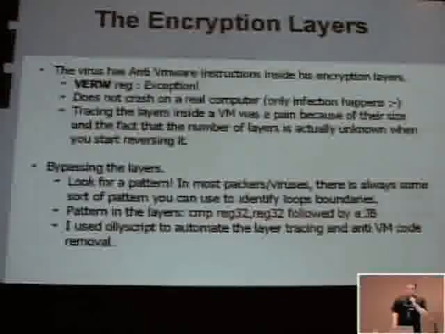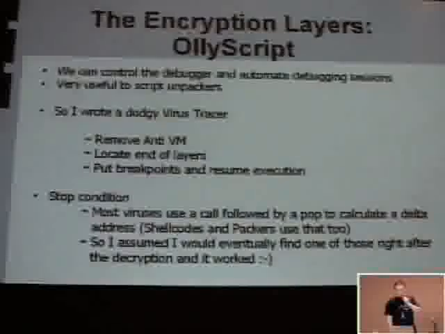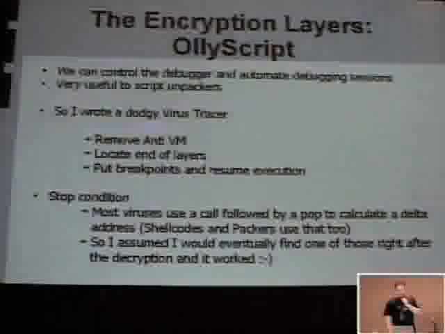So I made a script to automate the layer tracing, so I could make some coffee while it tries for me. So this is an example, VRW AX, the instruction crashing the virus on the VM. So the good thing with OllyScript or any scripting language for a debugger is you can control the debugger and automate debugging sessions. So it's very useful to script in packers or any tracer for decrypting protections or viruses or anything like this. So I wrote a dodgy virus tracer.